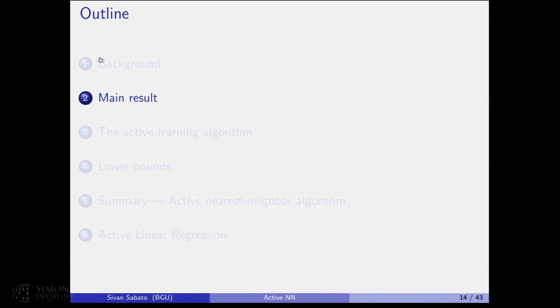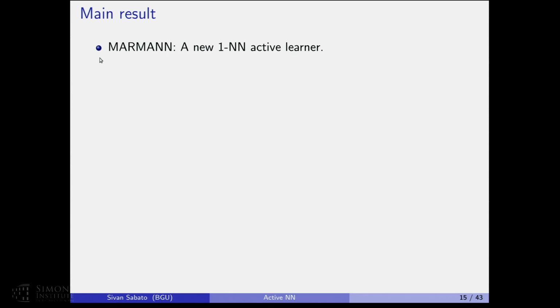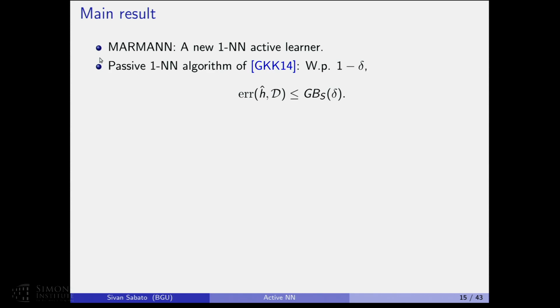And so this is sort of our benchmark. We want to try to do something similar to that, but using active learning and fewer labels. I'll first introduce our main result, and then I will go back to how we do that. We propose this new algorithm, MARMANN, which is a one nearest neighbor active learner. And the guarantee is with respect to the guarantee of this passive learner. The passive learner basically guarantees that the error that it gets is smaller than some generalization bound, which depends on the input sample. This is an empirical bound, which is based on compression bounds.